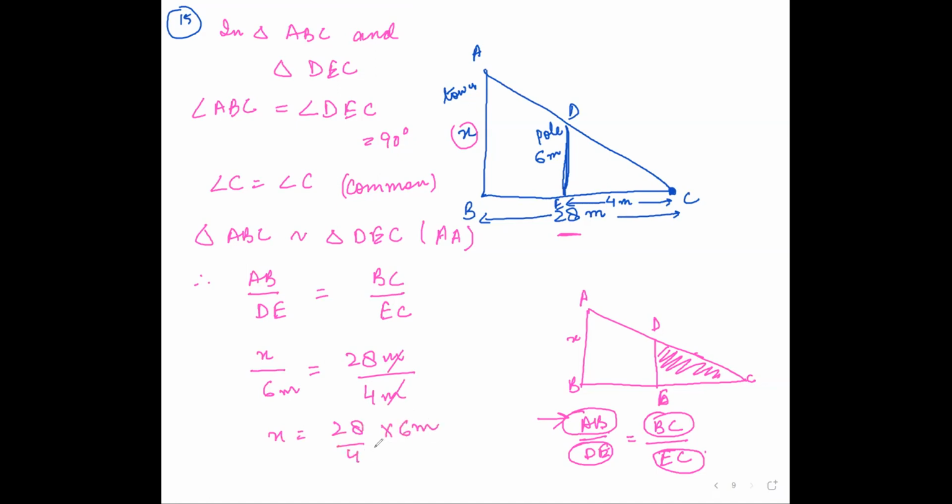Now check it. So 4 into 1 and 4 into how much? 7. And 7 into 6 is how much? 42. 42 meter. So 1 meter will come here. So that is the height of the tower, right? So you can write height of the tower is 42 meter.